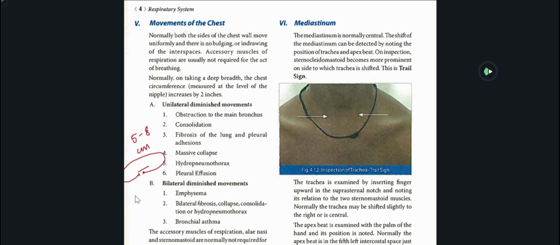In severe emphysema, where the lungs are already severely inflated and there is air trapping, the expansion can go down to less than 1 centimeter, which is very, very severe, right? So these are the measurements of chest expansion which you have to look for. Now we're talking about just movements, so we just see and we say. Unilateral diminished movements: what are the causes? Obstruction of the main bronchus, consolidation of one side of the lung, fibrosis of the lung, massive collapse of one side of the lung, a hydropneumothorax over an entire lung, or a big pleural effusion affecting the inflation of the lung. Bilaterally, it is because of emphysema, as I told you, bilateral collapse, consolidation, fibrosis, and bronchial asthma, where both sides are reversibly obstructed because of bronchial hyperreactivity.